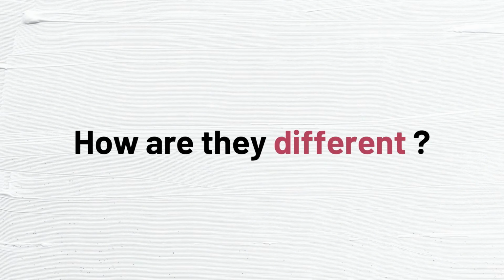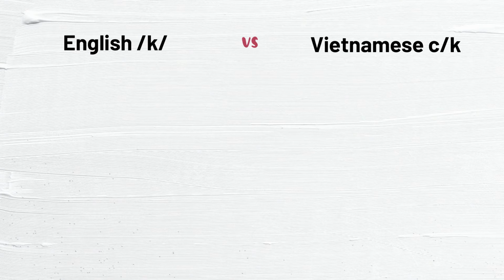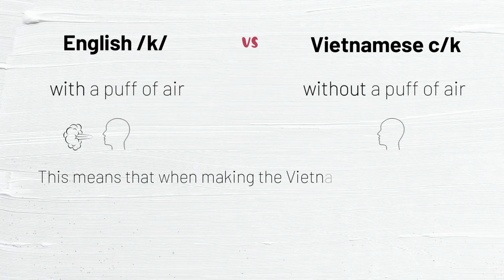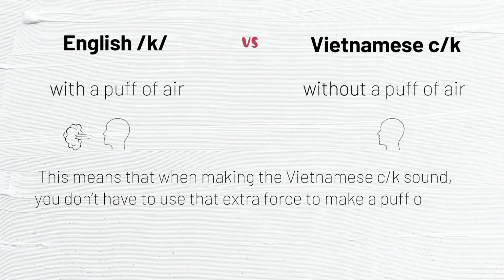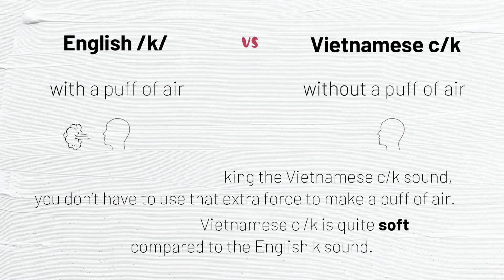Now on to the more important question. How are they different? First, let's see how the English K and the Vietnamese C/K are different. This is quite simple. The English K is made with a puff of air, while the Vietnamese C/K are made without. This means that when making the Vietnamese C/K sound, you don't have to use that extra force to make a puff of air. Therefore, the Vietnamese C/K is quite soft compared to the English K sound. To best understand what I just said, let's take some examples.